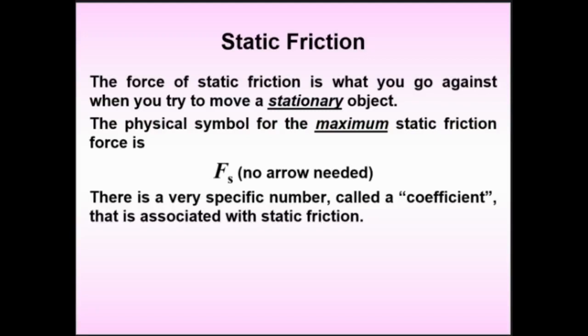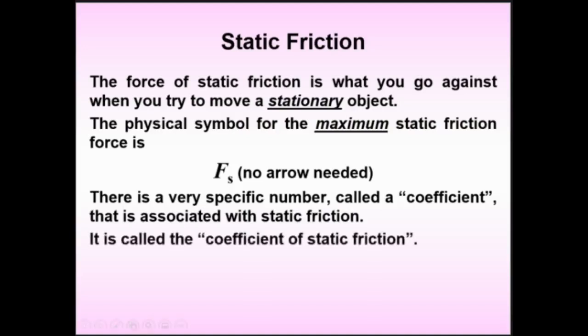Like when you deal with a quadratic equation, for example, you always hear about the quadratic coefficient, which is the number stuck next to the x squared, the linear coefficient, which is the number stuck to the x, and so on and so forth. So there's a very specific number called a coefficient that is associated with static friction. It is nothing but the coefficient of static friction. That's the official scientific name for it.